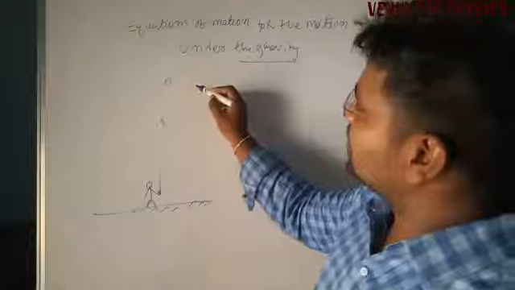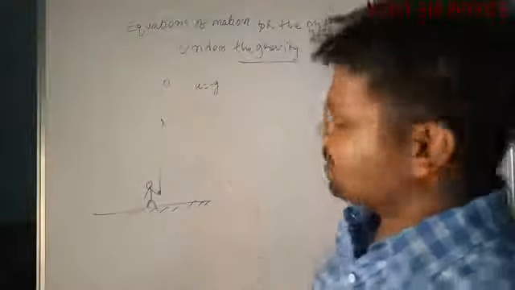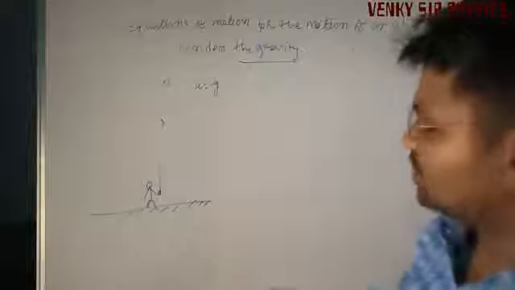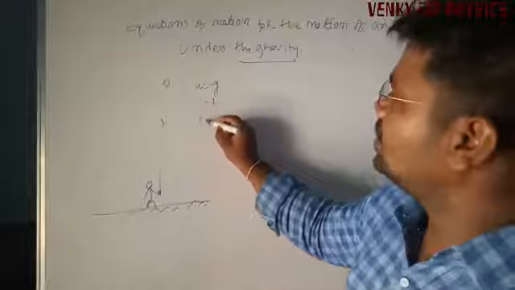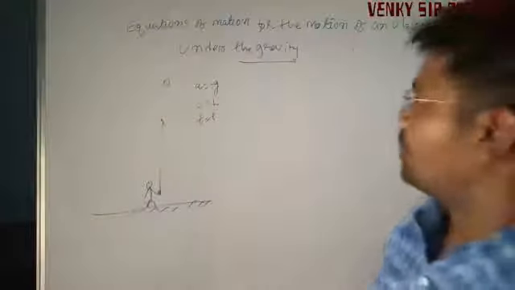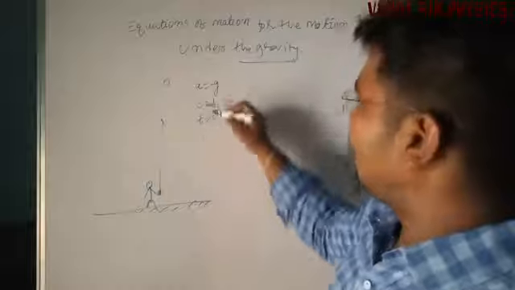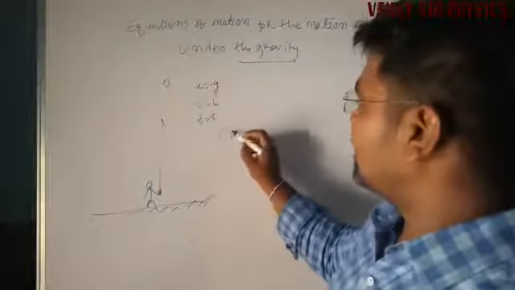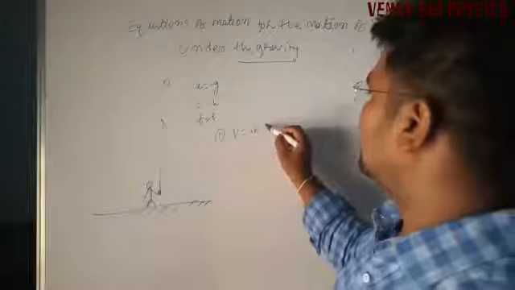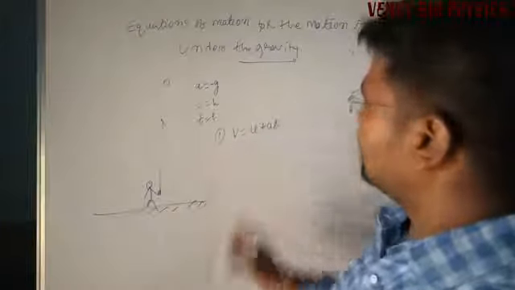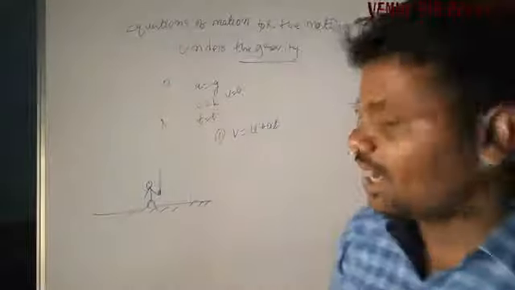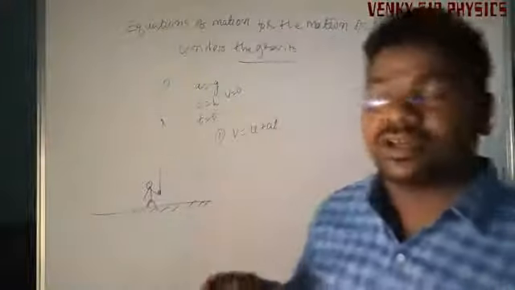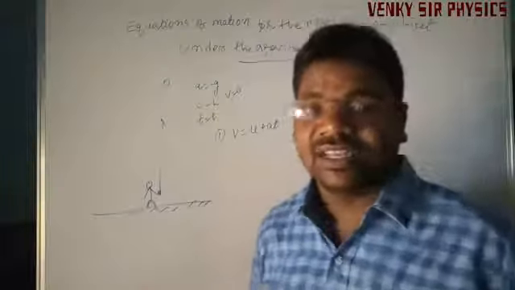So in this case, acceleration is equal to minus g, s is equal to h, and time is t. These values you can substitute in the first kinematic equation, v is equal to u plus at. The main thing is that the final velocity is 0 at the maximum height. If the final velocity is not 0, the body will not return.